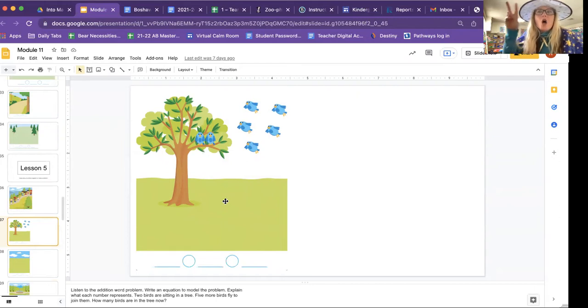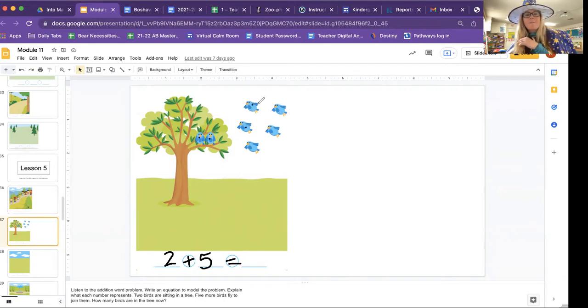So there were 2 birds in the tree. So what's my first number going to be? There were 2 birds in the tree. And how many joined them? Because they joined them, we're doing addition. 5 flew in to join them. How many are there now? We do the equal sign. How many are there all together? I'm not going to write it. I want you to count. Write that answer right there.